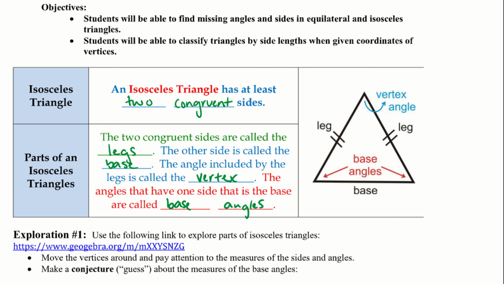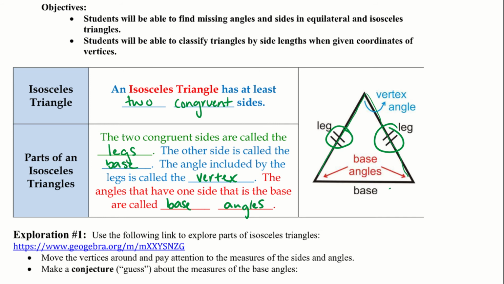Alright, and then we can see everything labeled here inside our triangle. We have the two sides that are the same length, and we can also tell they're the same length because they both have two dashes in them, which means they are the exact same length, and they are called the legs. And we have the vertex angle, the base angles, and then the base itself.